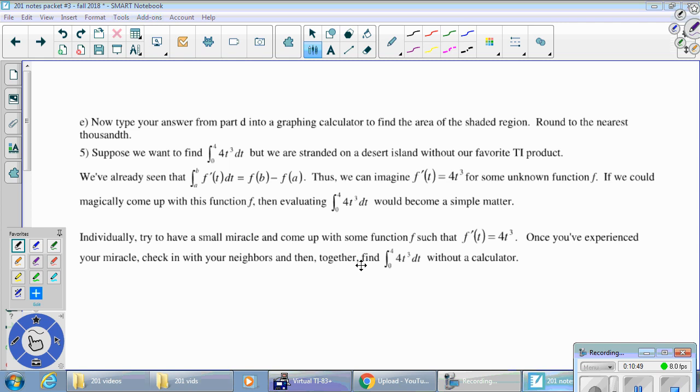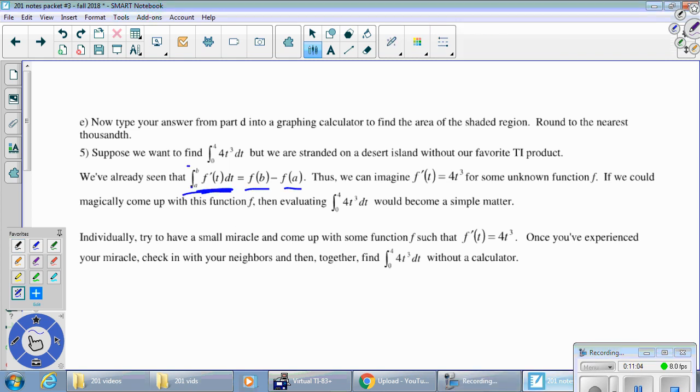Number 5, suppose we want to find the integral from 0 to 4 of 4t cubed dt, but we don't have our favorite TI product on the stranded desert island on which we find ourselves. Now we've already seen the fundamental theorem, which said that the integral of f prime of t dt from a to b is really f of b minus f of a. Again, notice it's a prime here and not here or here. So we can imagine if we want to find this integral, we can kind of force it to be in this form, right? And so we're imagining 4t cubed is f prime of t for some function f.